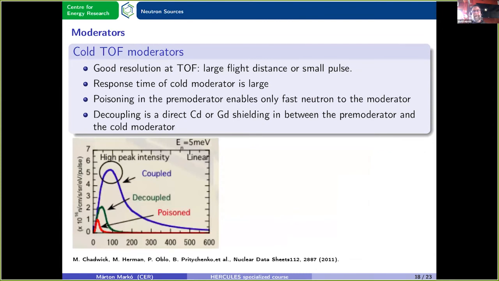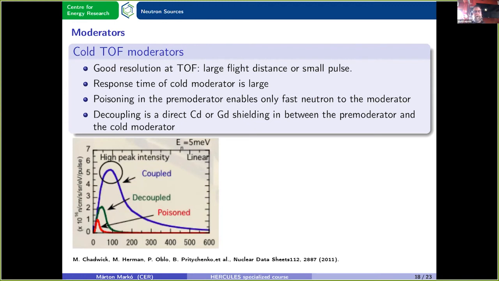For time of flight measurements at pulsed reactors or pulsed sources, there are many kinds of different slower and faster moderators. They are general moderators, but sometimes we use extra shielding, mostly cadmium or gadolinium, around the hot source, which produces a very sharp peak but much lower intensity.